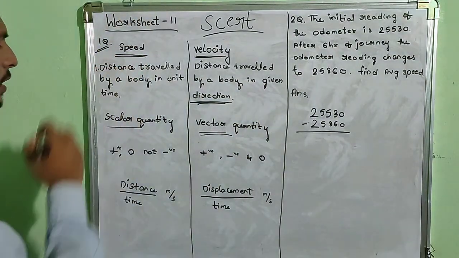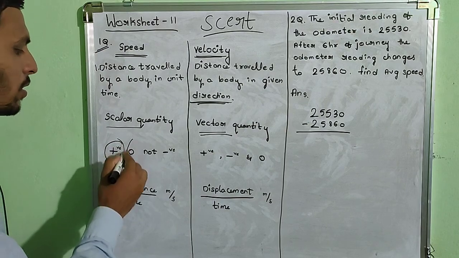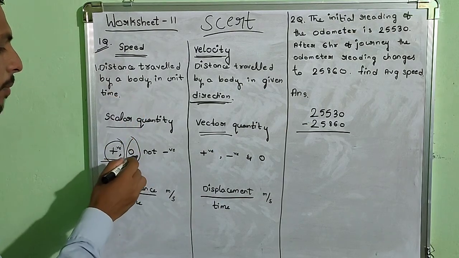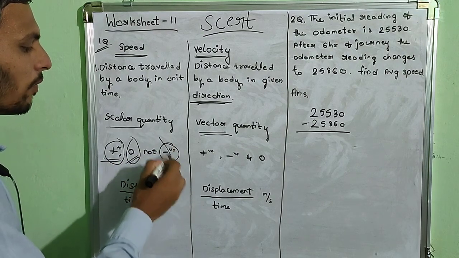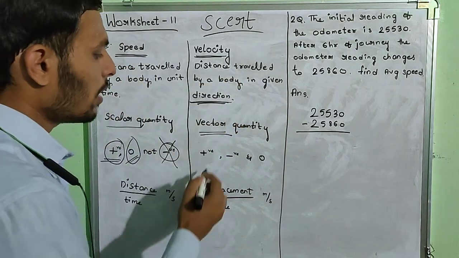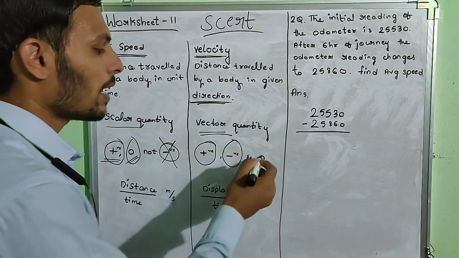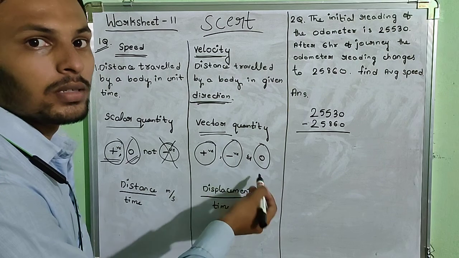The value of speed can be positive or 0, but never negative. There are no negative values in speed. Whereas velocity can be positive, negative, as well as 0.